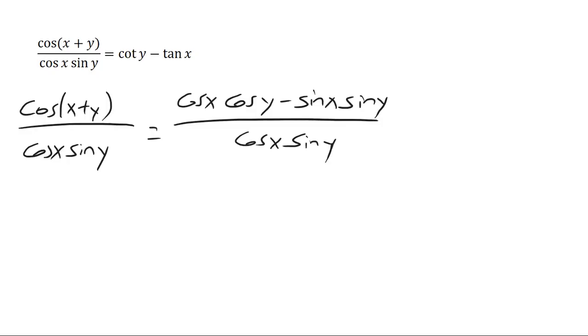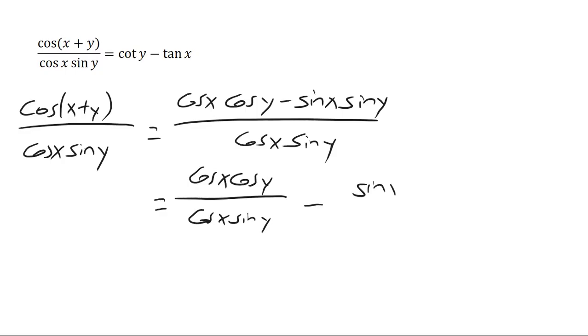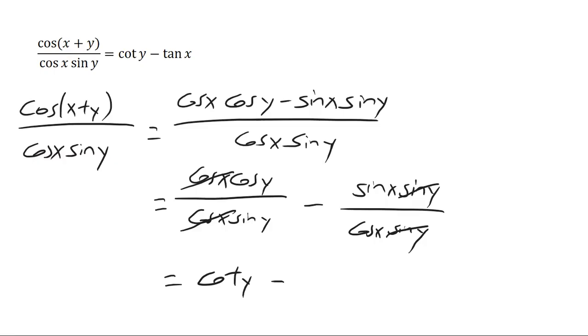y. All right, now let's break up this fraction. Cosine x cosine y over cosine x sine y minus sine x sine y over cosine x sine y. What can cancel out? Well, these cancel, and these cancel. So now we're left with cosine y over sine y, which is not tangent, it's cotangent y, and sine x over cosine x is just tangent x. And there we go. We have the right-hand side.